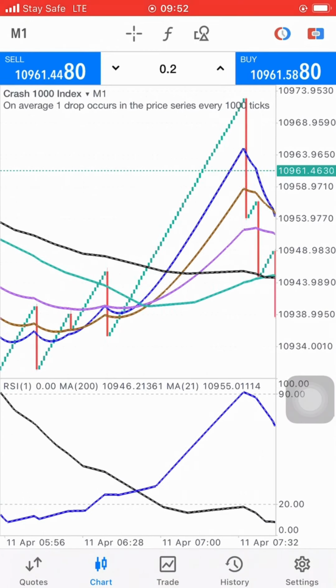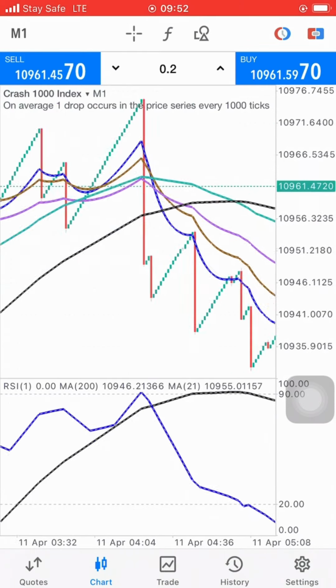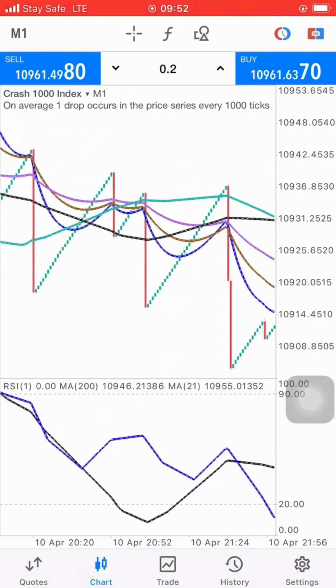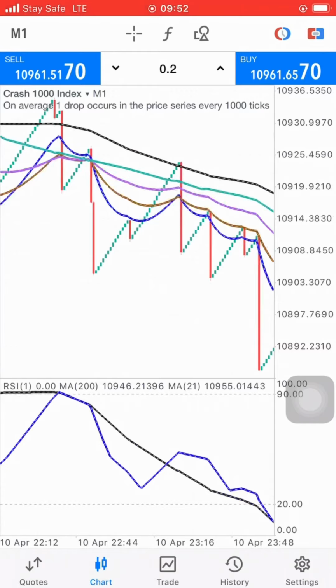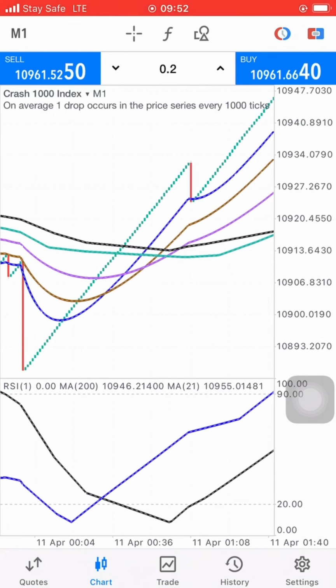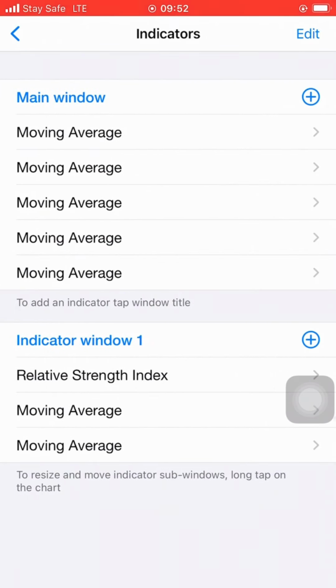So I will show you how to use these simple strategies. You can use it to take the spike, and you can use it to trade the boom and crash without being caught by spike. So I think I need to show you the settings now before we go further.